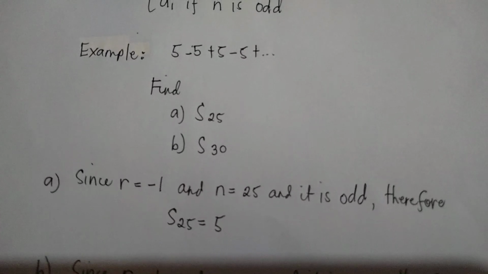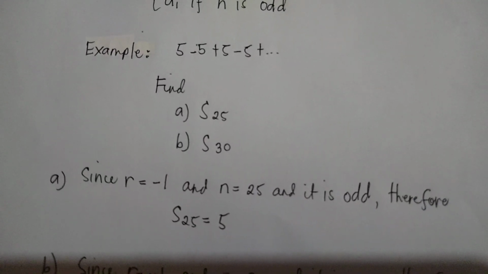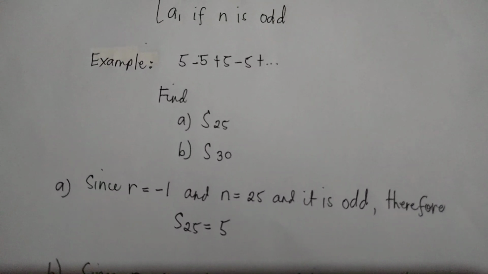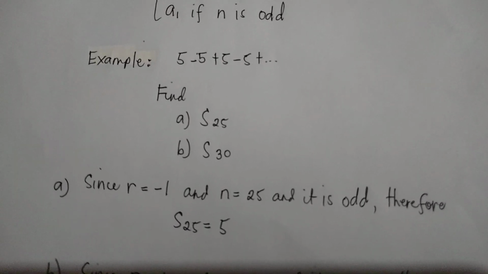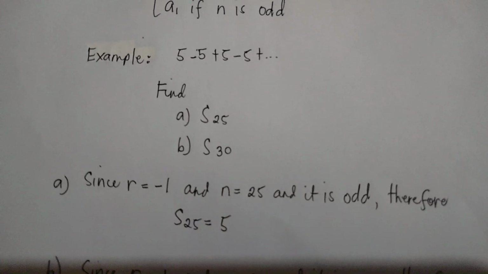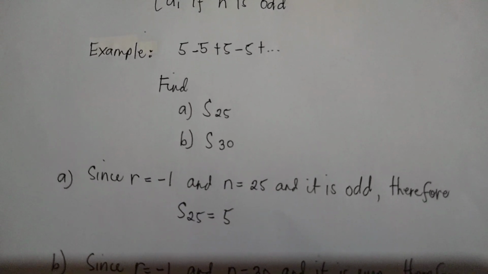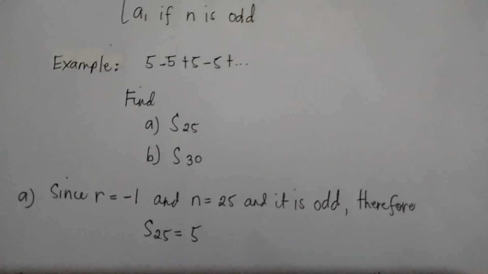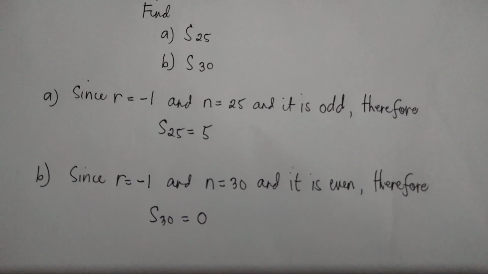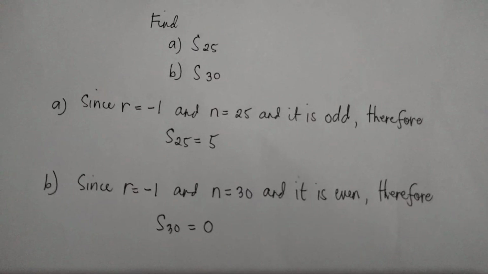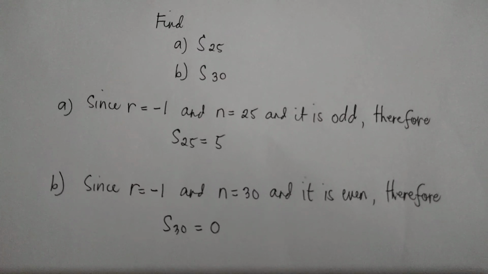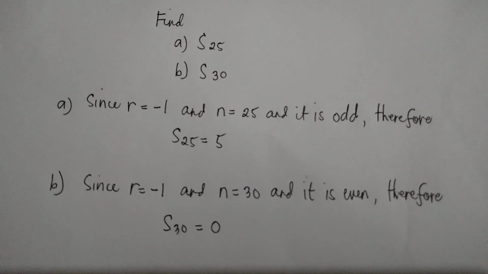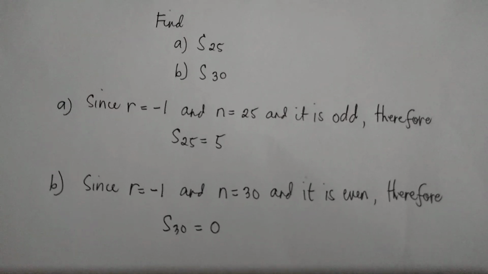For letter A, since r equals negative 1 and n is 25, and it is odd, therefore S sub 25 is 5. For letter B, since r equals negative 1 and n is 30, and it is even, therefore S sub 30 is 0.